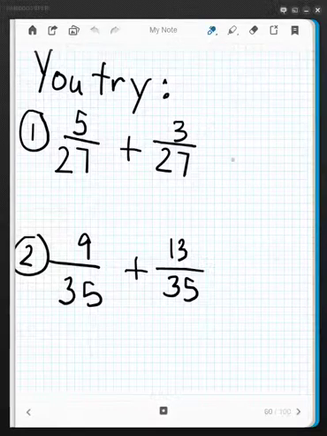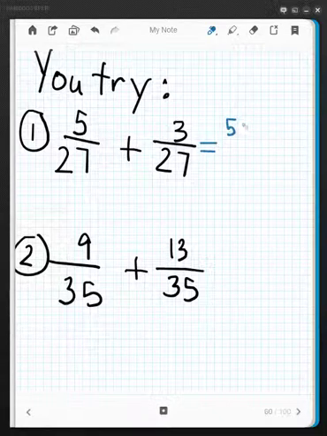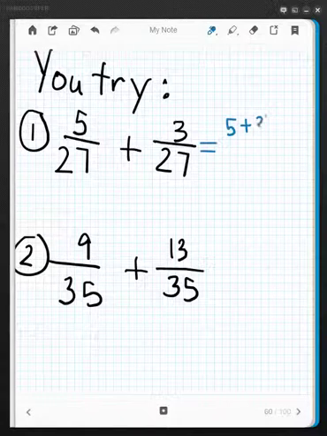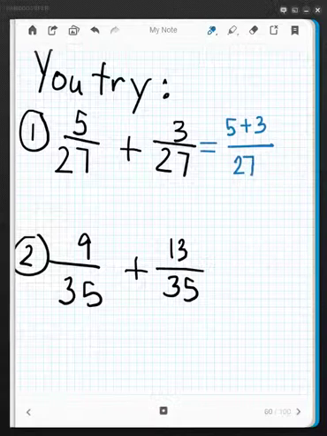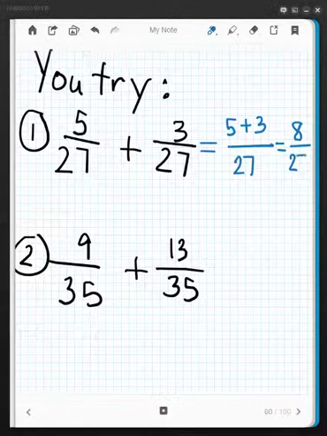All right, I hope you actually paused the video and tried this on your own. So we're going to add the numerators. Those are the 5 and the 3, and I'm going to put it over the denominator that's the same in both of them. So 5 plus 3 is 8. I've got to get it down to a single number. I can't just leave it as symbols. And then that's over 27.